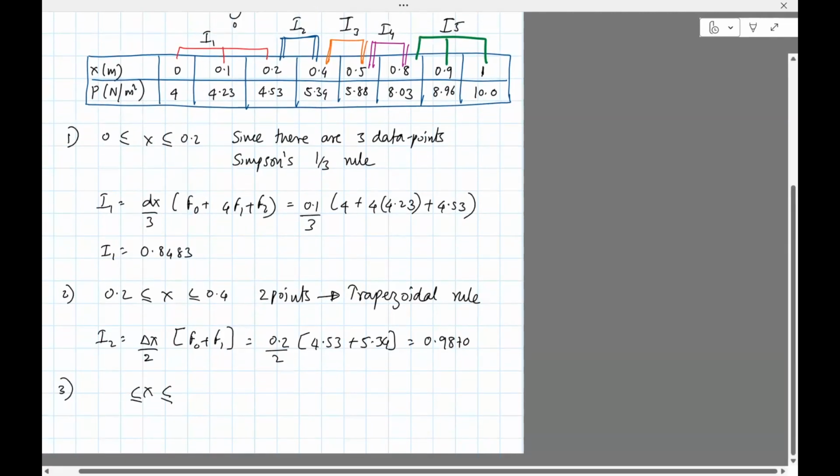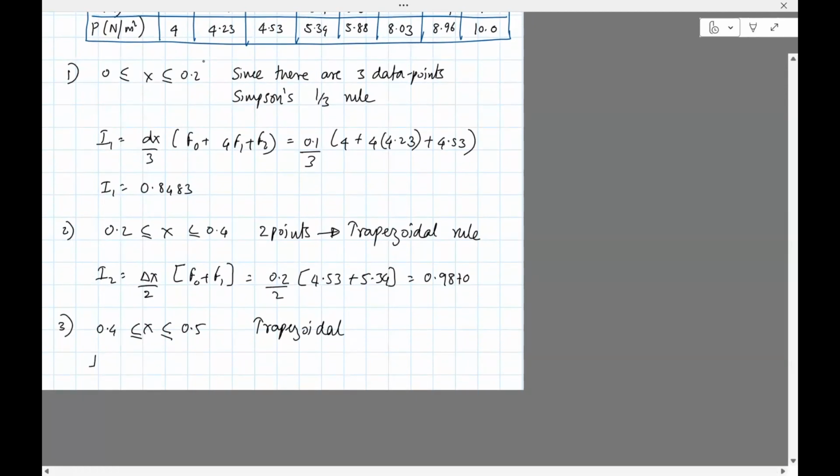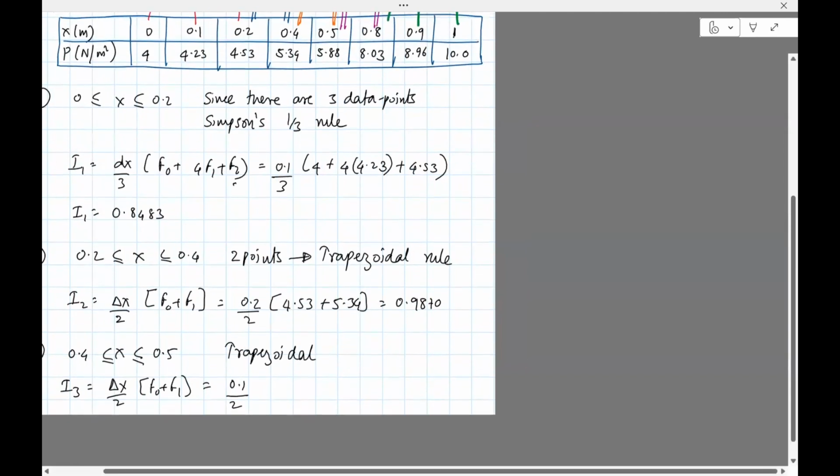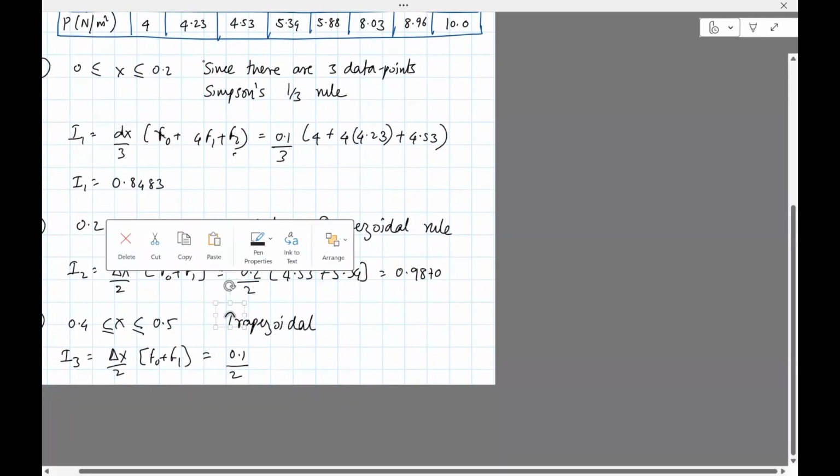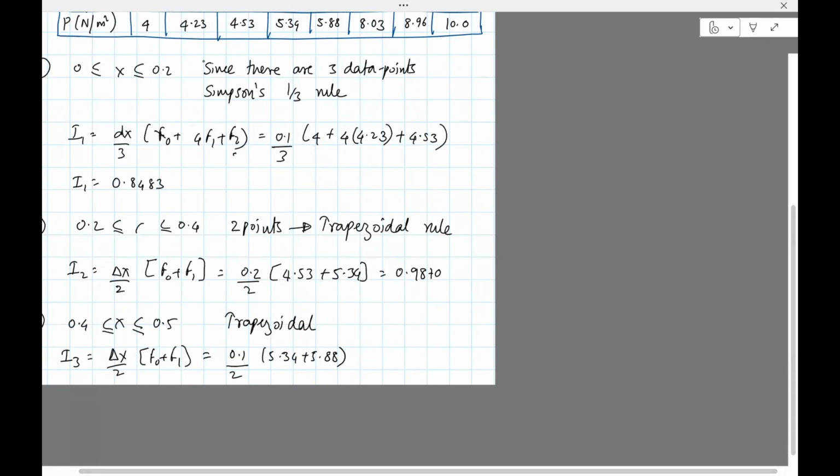Third one. X is between 0.4 and 0.5. Again, trapezoidal. Delta x here, well, let me write the formula first. F0 plus F1. So here, I'm just using F0, F1. But if you wanted to continue from F2, you could well say F3 plus F4. I just wrote down the formula as it is in the notes, just to make it less confusing. So delta x is 0.1. F0 is, for I3, 5.34 and 5.88. So 0.5610.